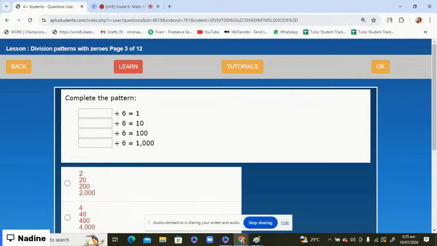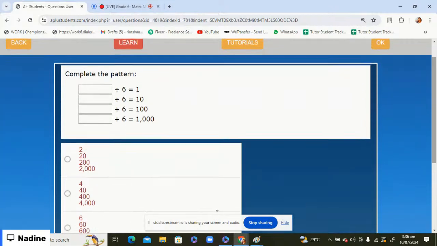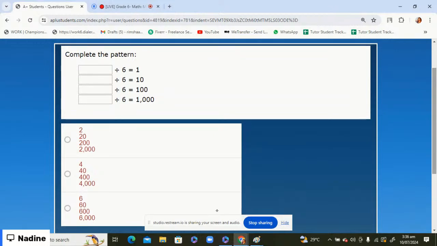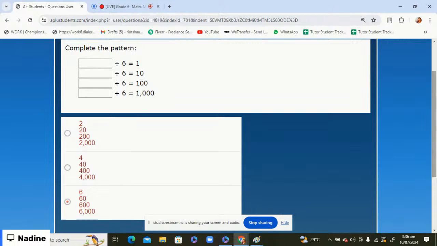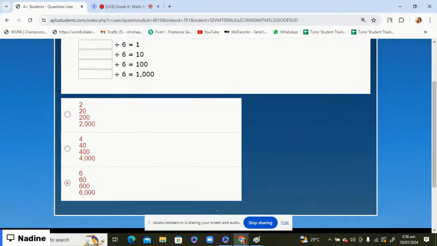Now, which number is divided by 6 to get the answer 1? It means that 6 divided by 6. Okay. And for 10, it's 60. Then for 100, it's 600. Then for 1000, it's 6000. Okay. Then we are going to move with this option.